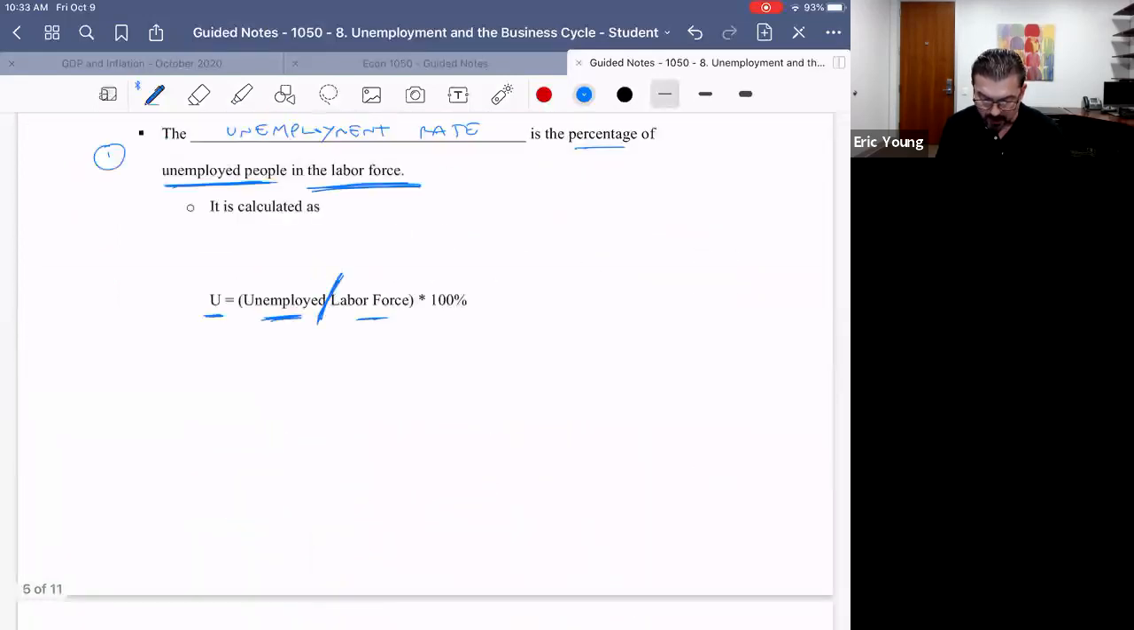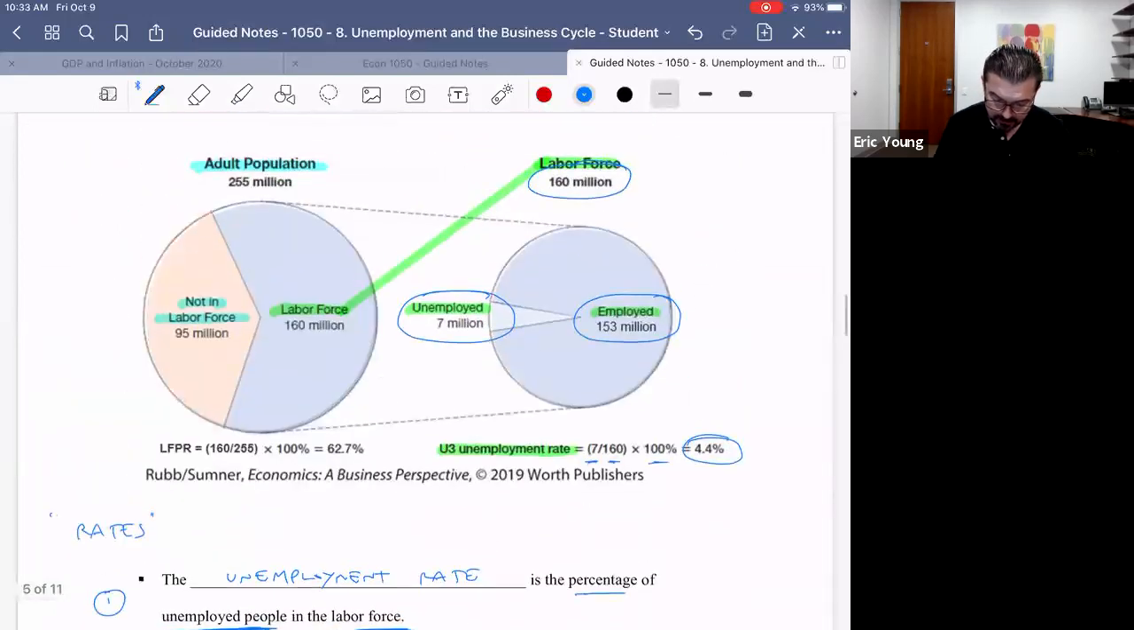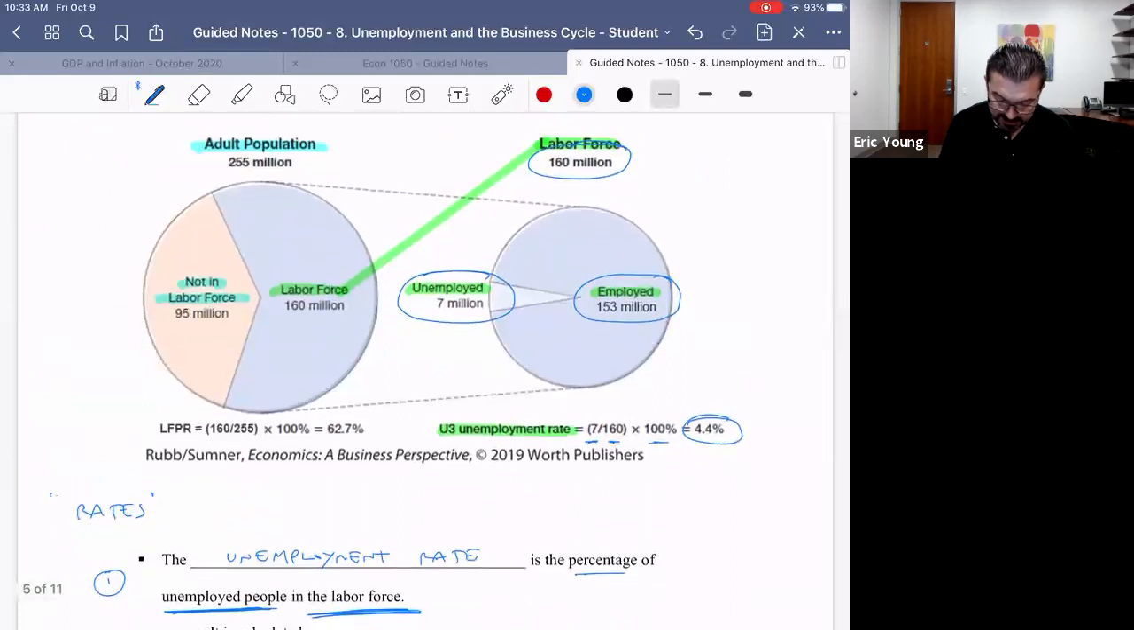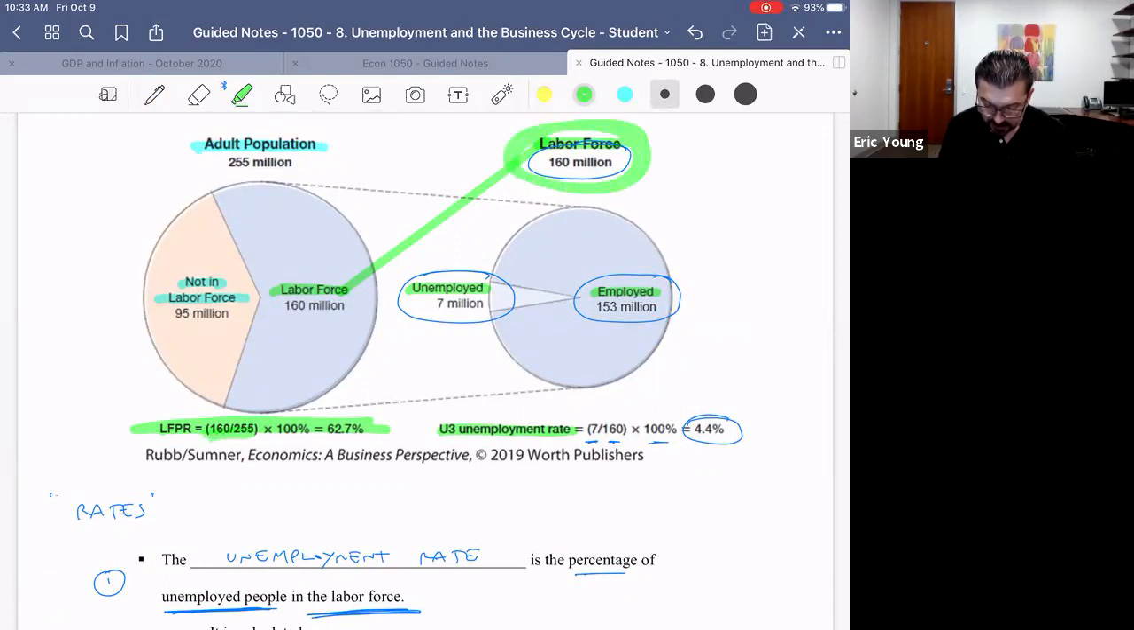If we go back up to our example here, we see that, let's go here for some color. The labor force participation rate is going to be the entire labor force here, that's 160, divided by the entire adult population, the ACNI, and that's going to give you 62.7%. Okay, so they're related, but they're slightly different.